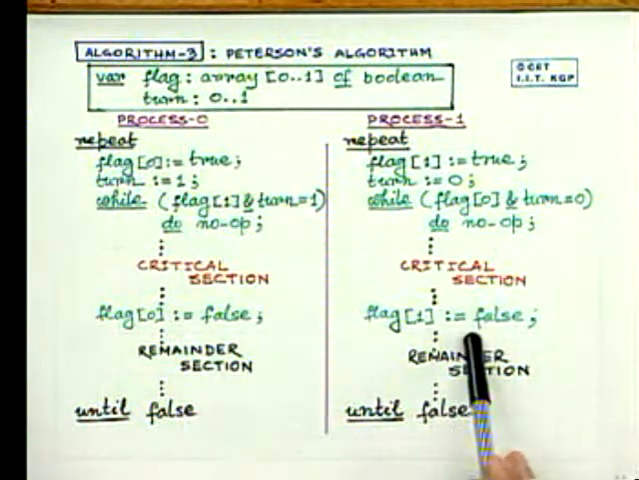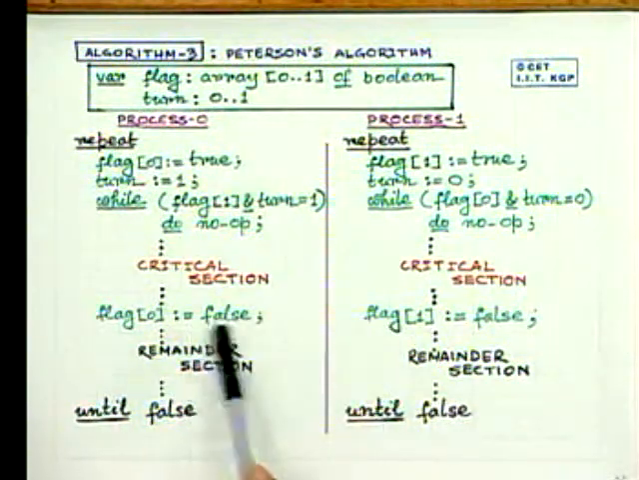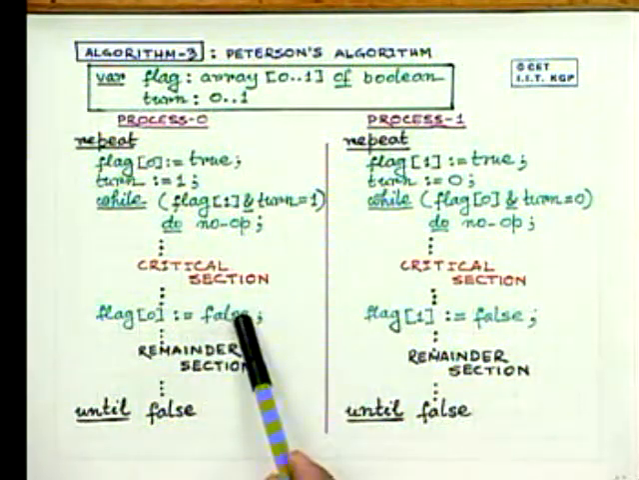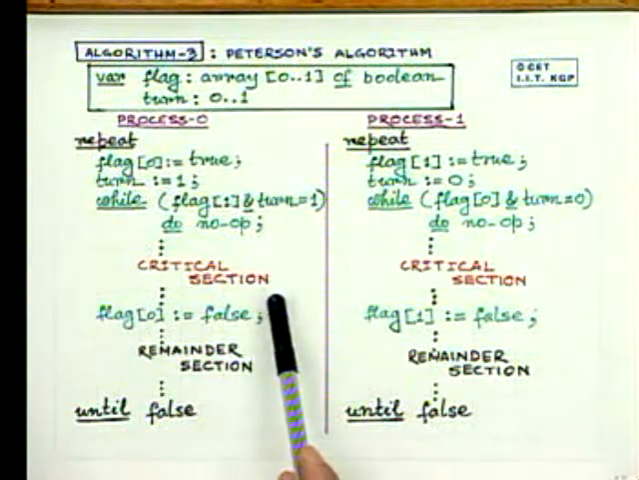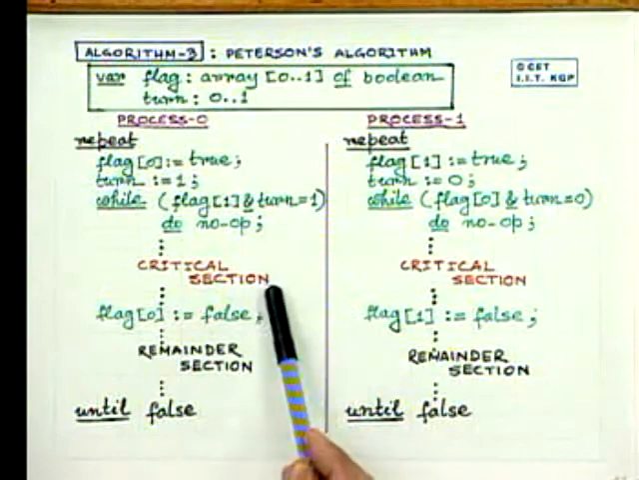On exit from the critical section, flag 1 is made false, and then it enters the remainder section. Now, this solution achieves all the three requirements. That means mutual exclusion, the progress requirement, and the bounded wait.